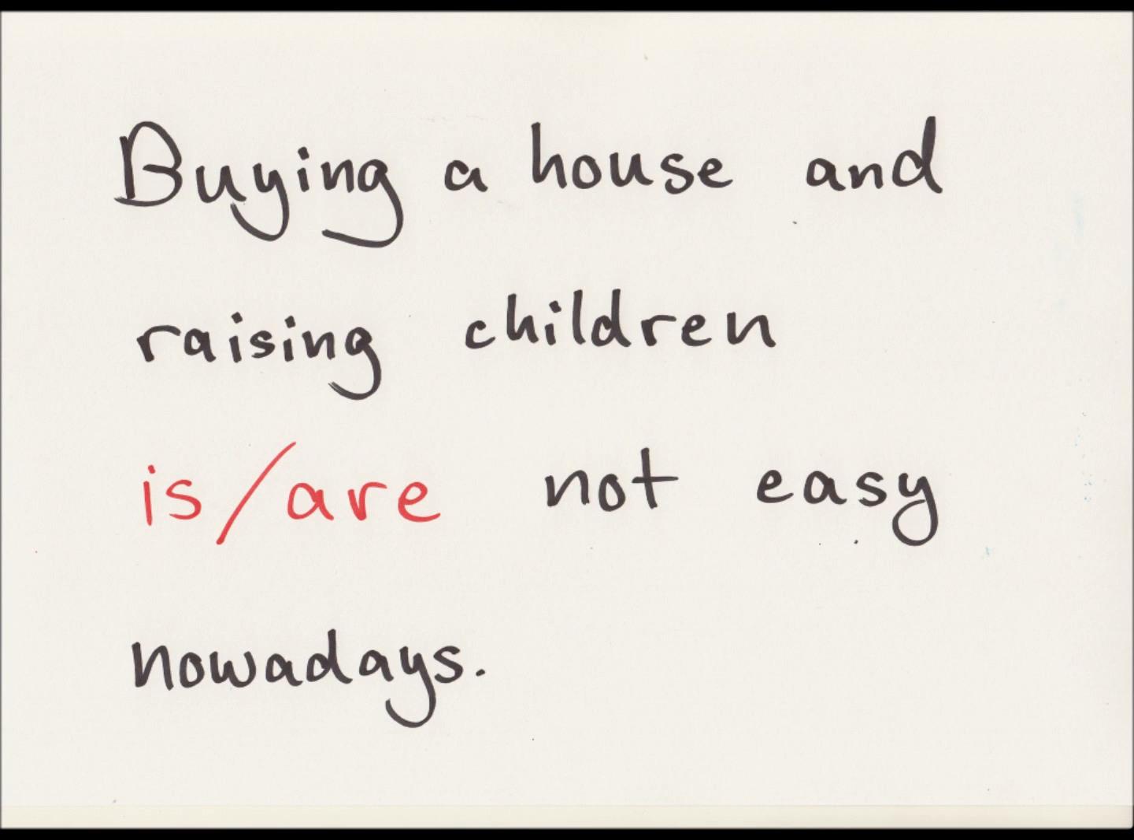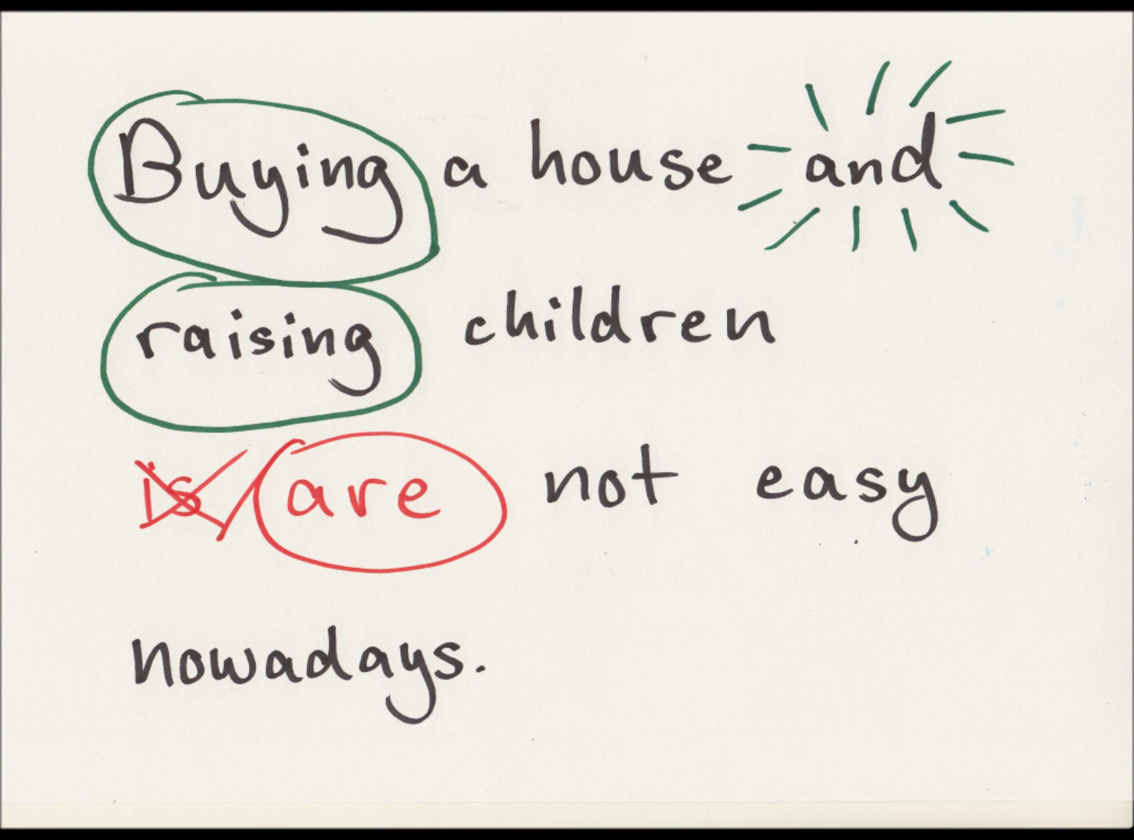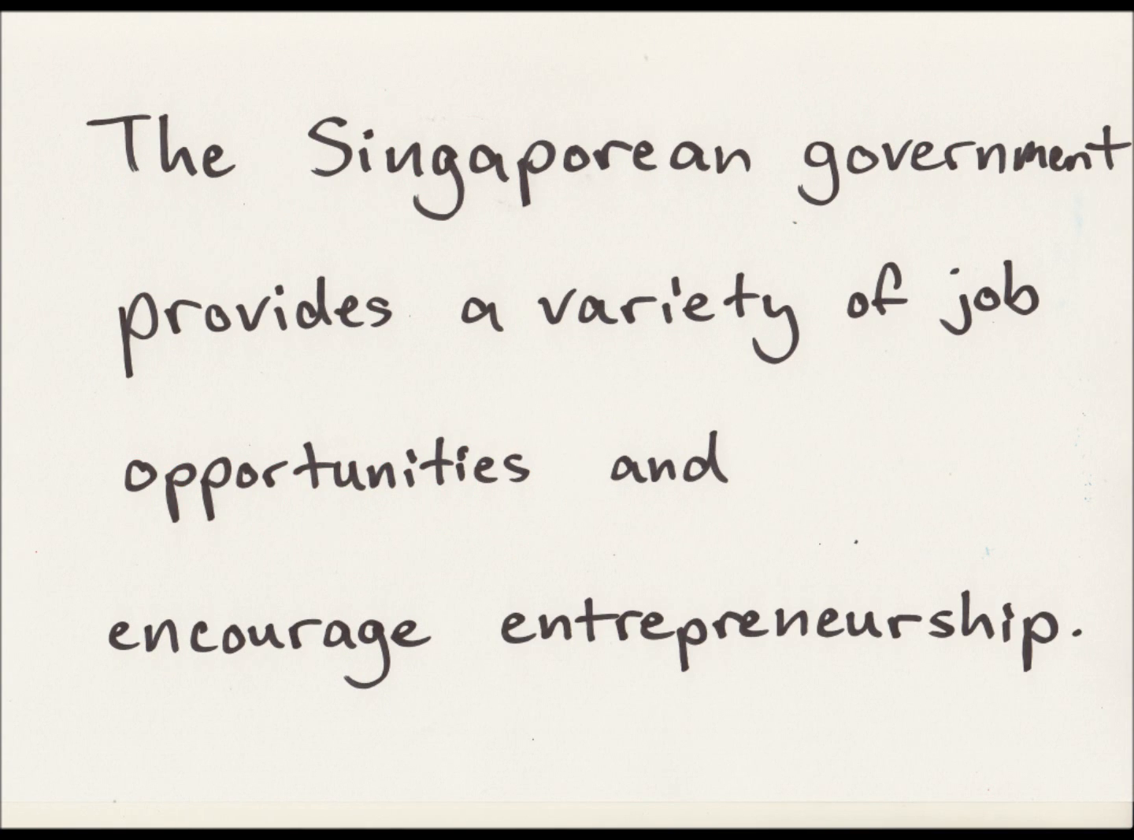See if you can correct this sentence. Check the verb is. Where is its subject? In this sentence and many others, the verb actually has more than one subject, buying and raising. Thus, the verb should be are, not is. You can usually spot multiple subjects by looking for the word and, or considering whether the subject is a list of multiple things.